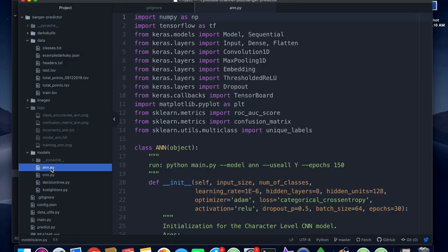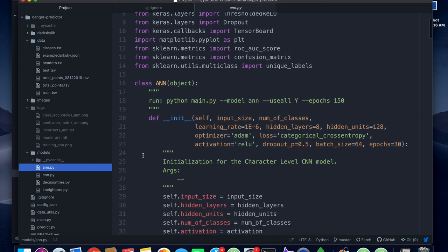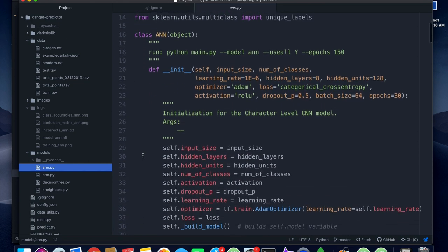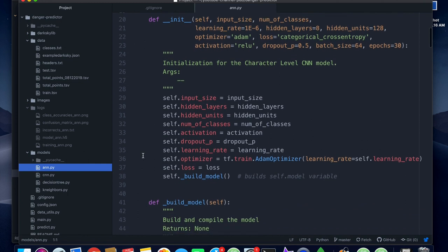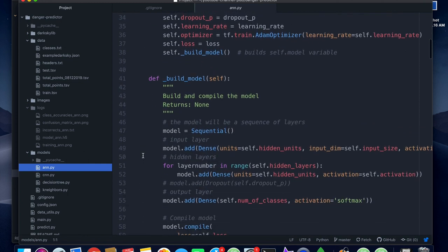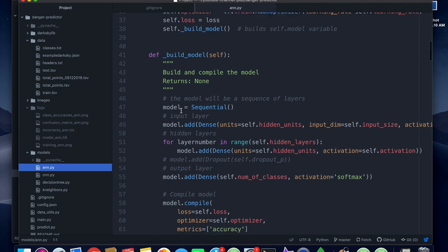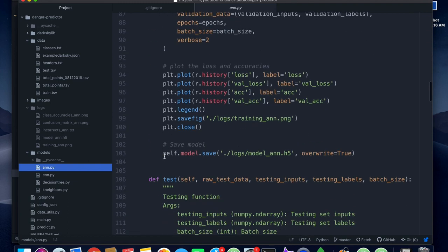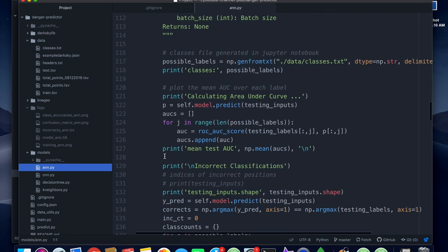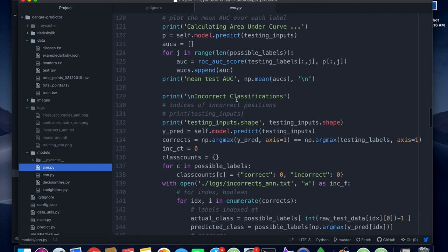Maybe we should dive into the models a little bit. Here is the artificial neural network class. It simply builds it with the configuration, compiles it, trains it, and you could run testing. And this is some of the custom material I put in here for calculating the area under the curve.